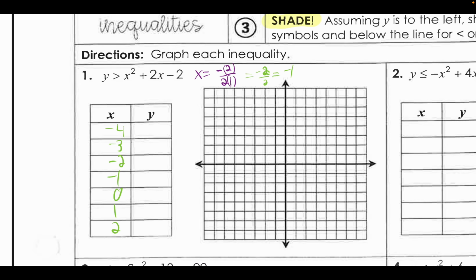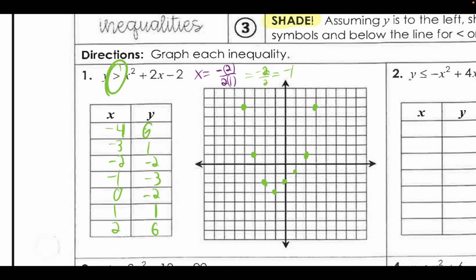And as I plug these x values in, I get the following y values out. 6, 1, negative 2, negative 3, negative 2, 1, and 6. I plot these points, so I have negative 4 comma 6, negative 3 comma 1, negative 2 comma negative 2, negative 1 comma negative 3, and then I just mirror it on the other side with the other points.